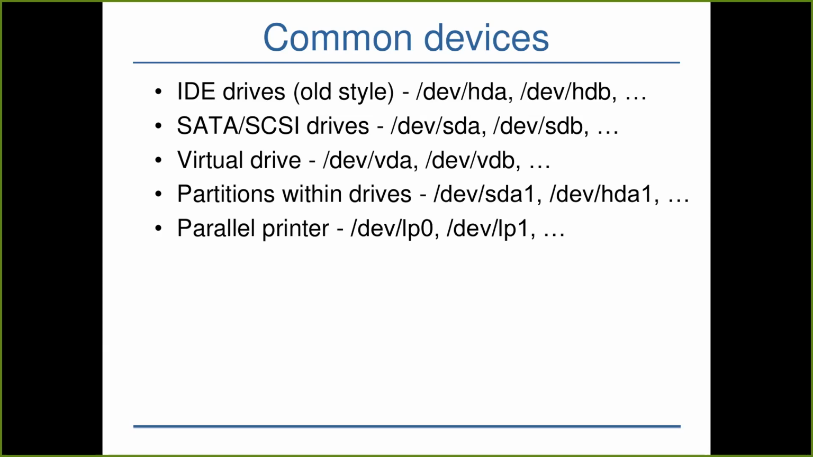There are things like the parallel printer, which is also something very old, but there's still an interface for that: lp0, lp1, and so on. There is also the special null device, /dev/null. Some people make jokes that all emails will be forwarded to /dev/null. That means it's a device that has nothing, right?